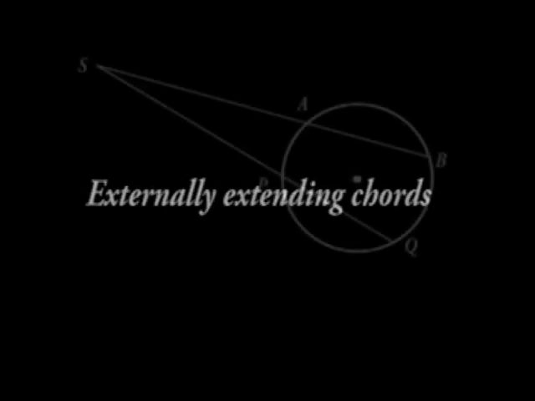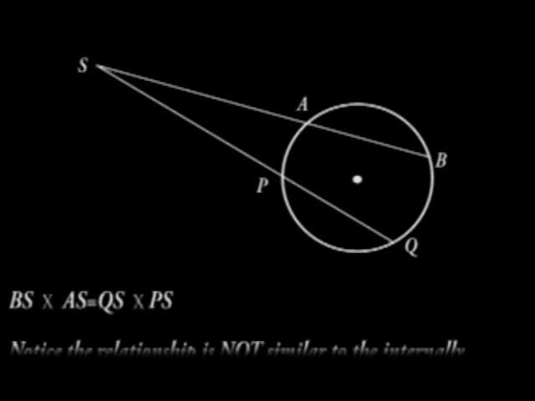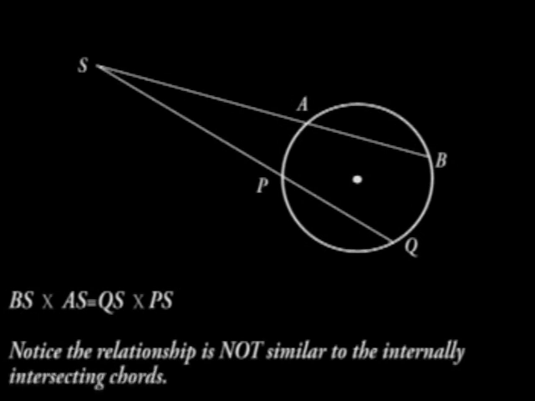Externally intersecting chords. Consider the figure below. Conventionally, BS times AS is equal to QS times PS. Notice the relationship is not similar to the internally intersecting chords.